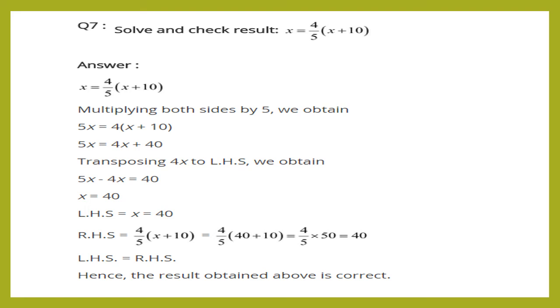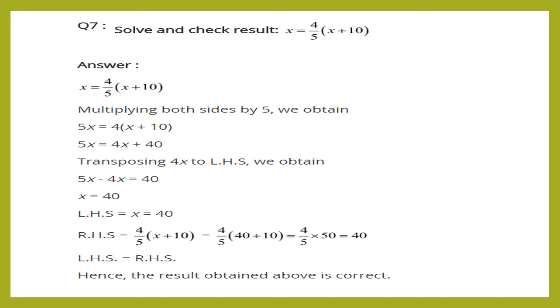Solve and check the results. x equals 4 by 5 times (x plus 10). Let us take x equals 4 by 5 times (x plus 10). Multiplying both sides of the equation by 5, we obtain 5x.